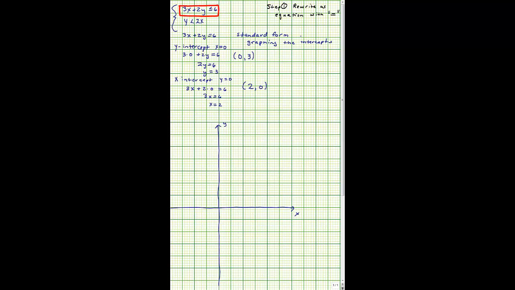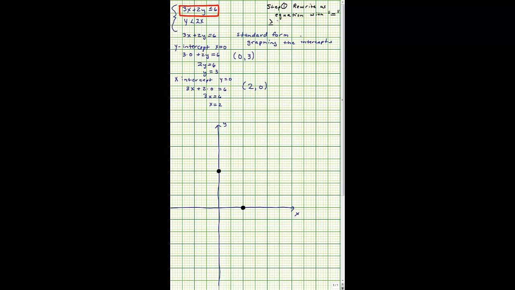And let's go ahead and plot those two points. First, let's look at the point (0, 3), and that's my first point right there. And now let's look at the point (2, 0), and that's my point right there. And now what we're going to do is connect the dots.